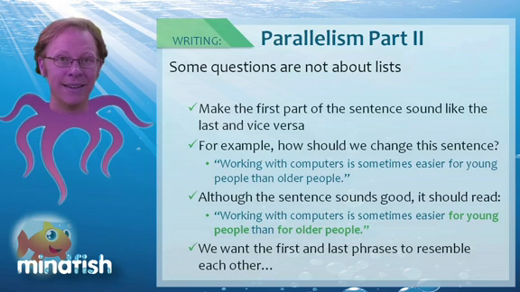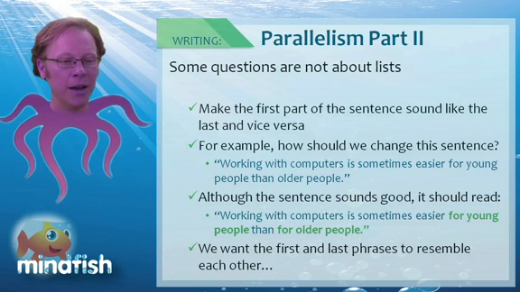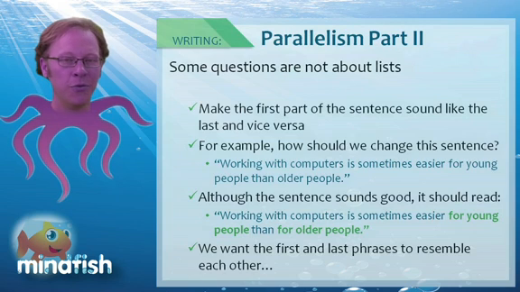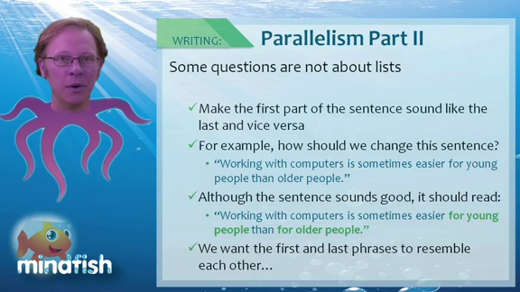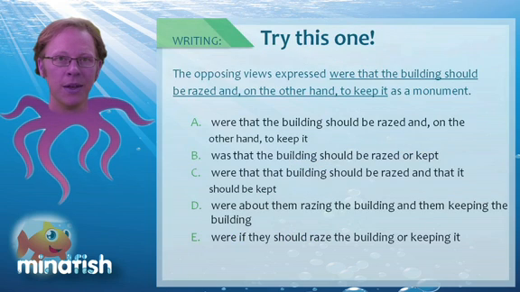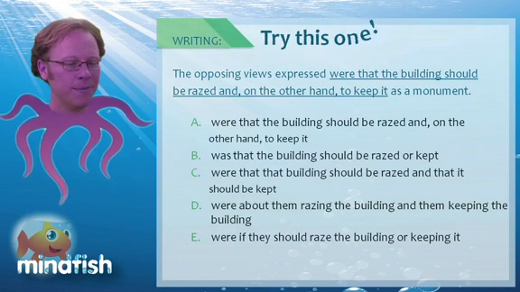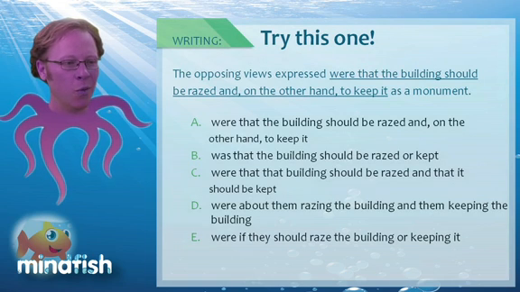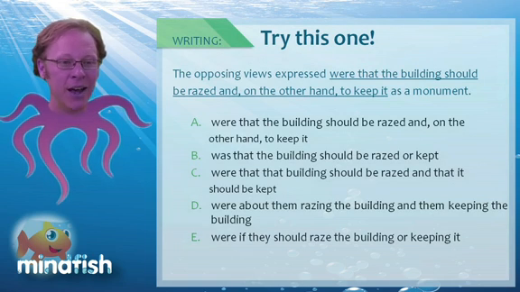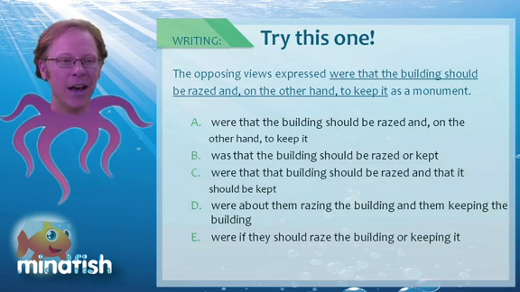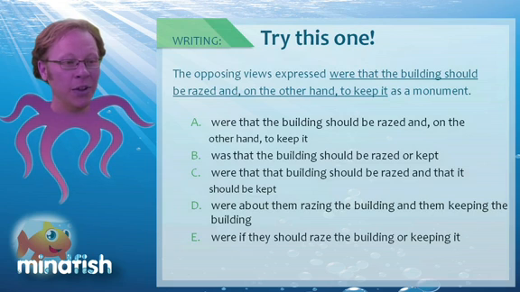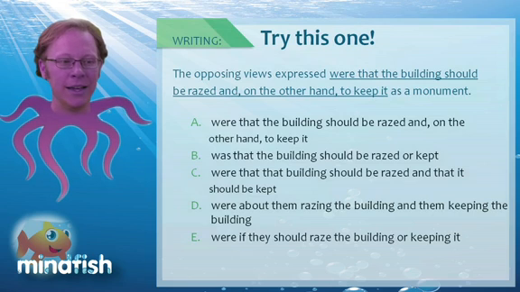Look at the correct example. Working with computers is sometimes easier for young people than for older people. You might think that that second "for" is unnecessary or repetitive, but it's actually needed to make the sentence balanced and parallel. One more example here for you. The opposing views expressed were that the building should be raised, and on the other hand, to keep it as a monument. The reason this sentence is not parallel is that we've got the building should be raised and to keep it. We want those to sound much more like each other.